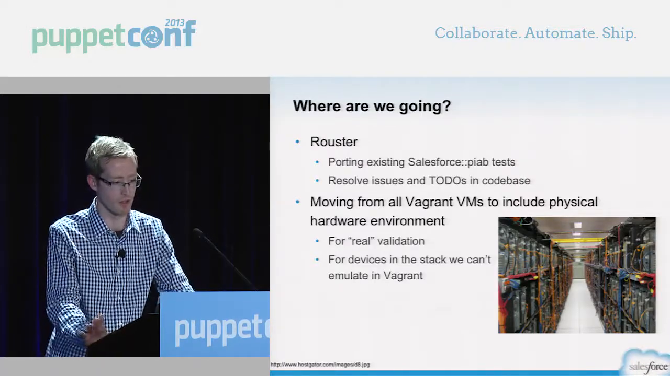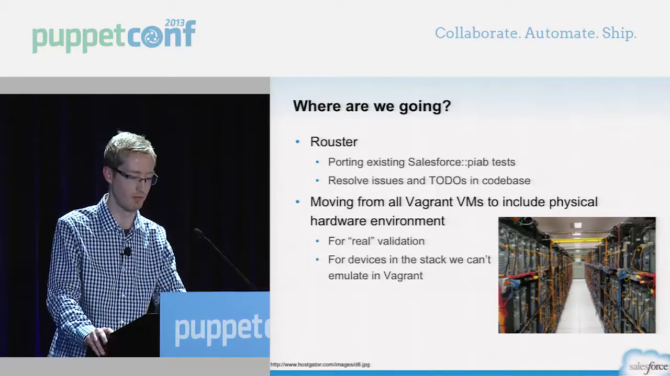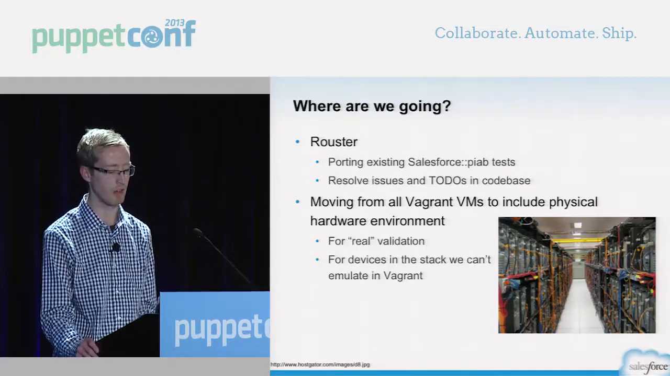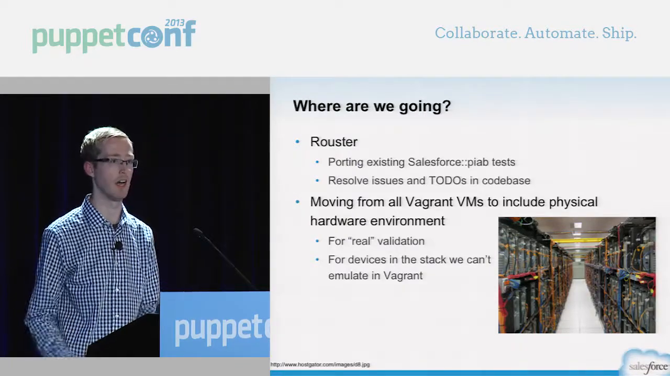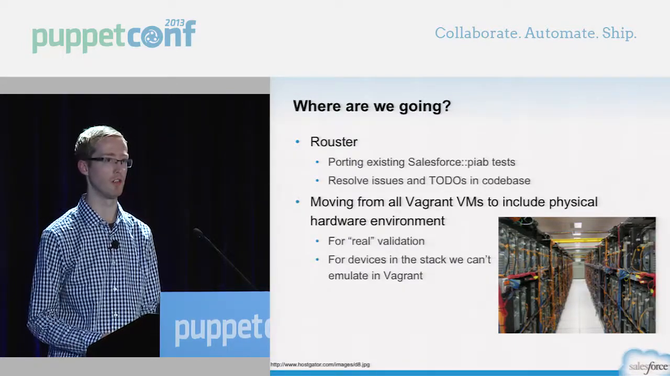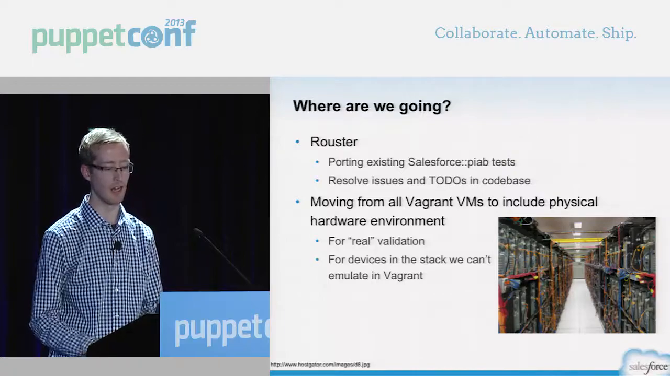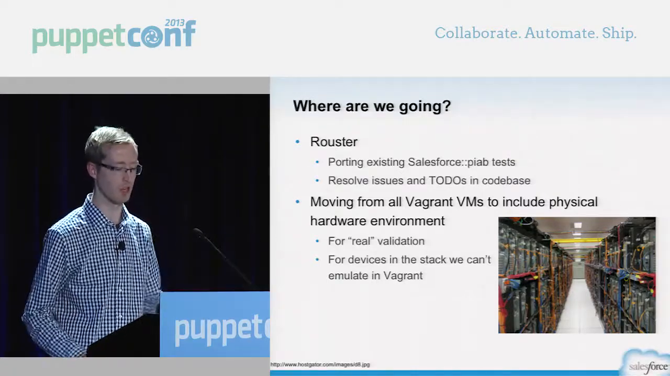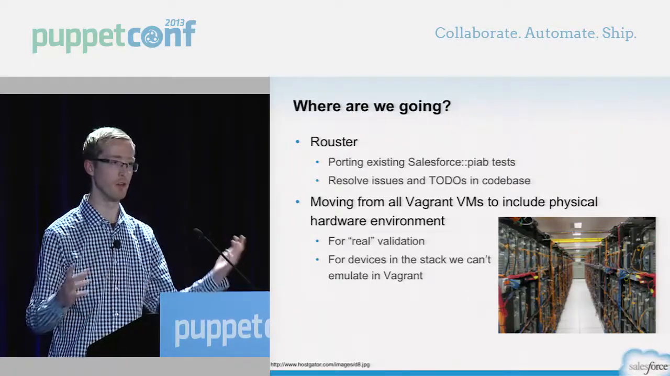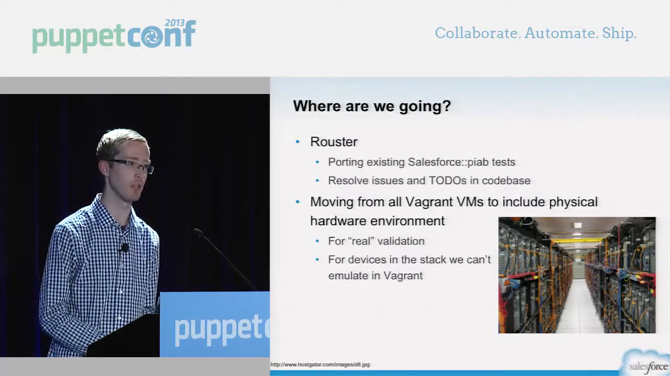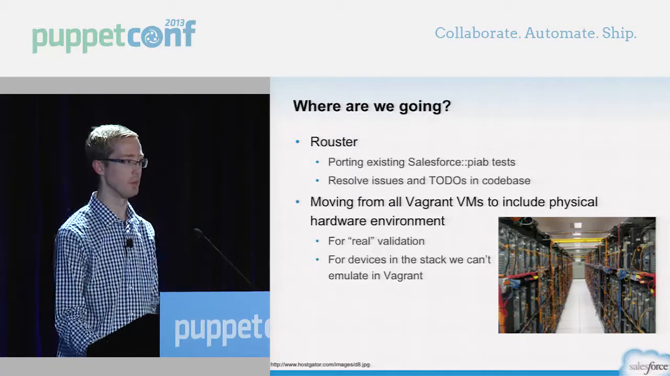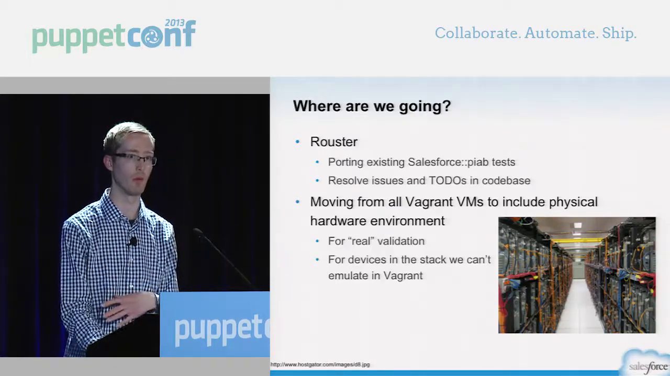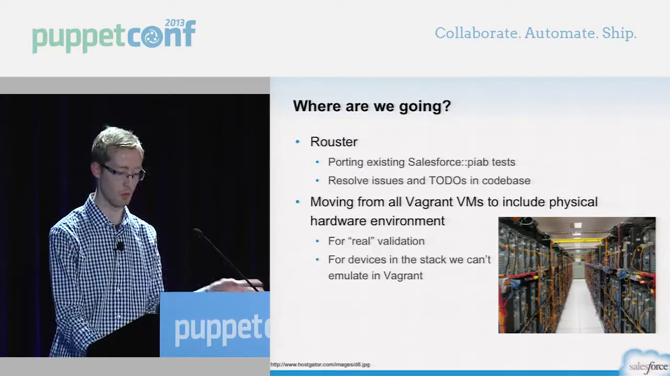The real reason that I'm in most support of moving to a physical hardware environment is there are devices in the stack that we just can't emulate in Vagrant. I'm talking about load balancers that are not server-based. Well, I'm mostly talking about load balancers, but things like storage could also be included in there. Vagrant is great, but it's not a complete solution. So moving to a real hardware environment is something that we're doing.